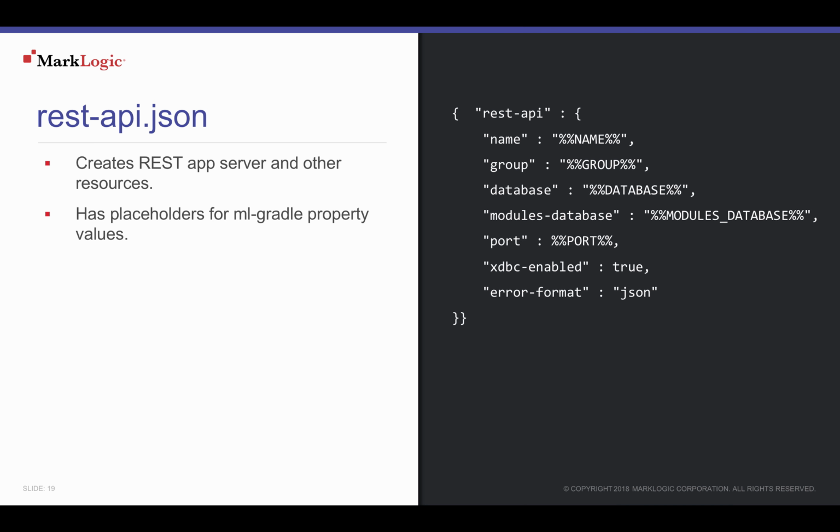One of the configuration files created by the ml-NewProject task is rest-api.json. This creates a REST application server for our Star Wars demo application. If not already created, the configuration will also create the database, module database, and appropriate forests. The REST app server listens on the designated port. The %% in the configuration file denotes the value is actually a token representing a property value stored in the gradle.properties file.